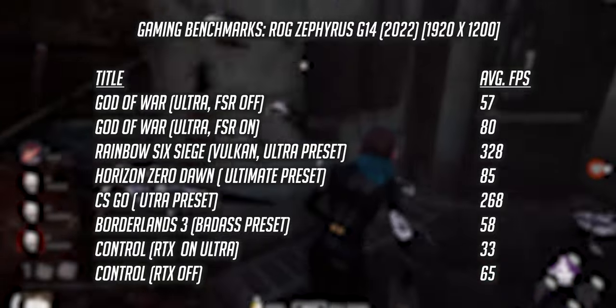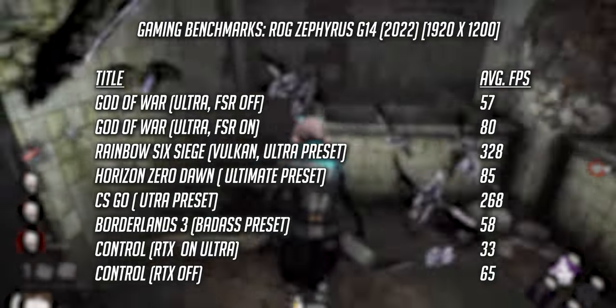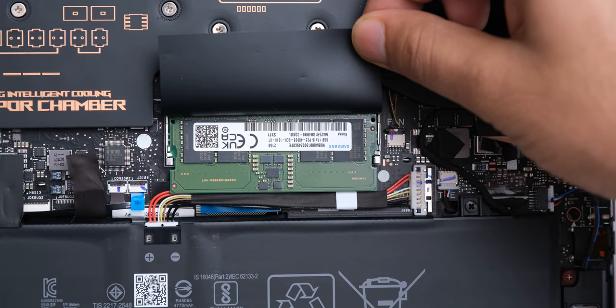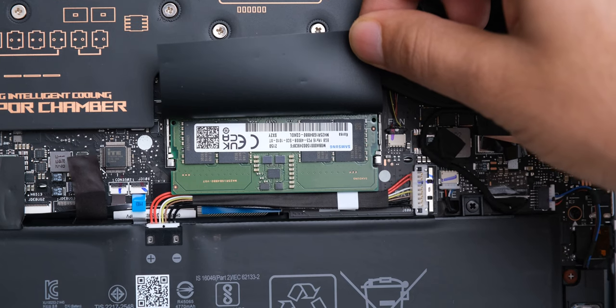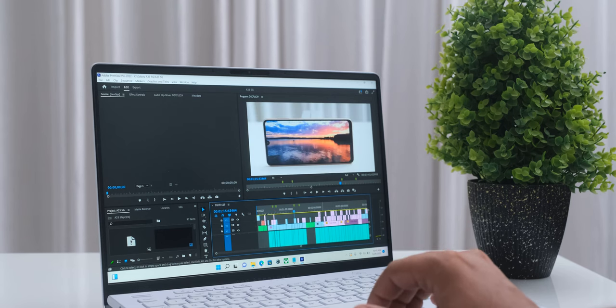But if you want more GPU power, you can go with its higher end version that comes with a 6800S. This version comes with 16GB of DDR5 RAM, 8GB of which is soldered, and you can take the total RAM capacity to 24GB, so this can become a really good machine for video editing.